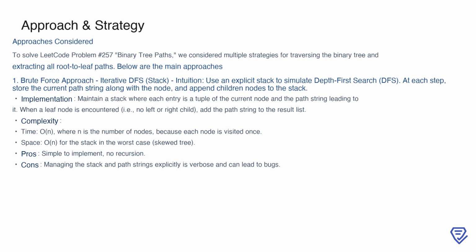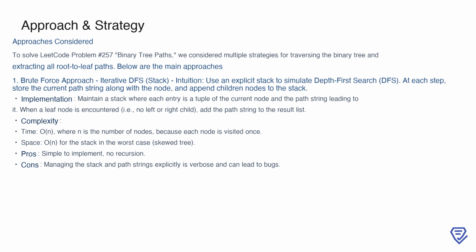As we traverse, we keep appending child nodes to the stack, and whenever we reach a leaf node, that is, a node with no left or right children, we add the completed path string to our result list. This approach has a time complexity of O(n), as every node is visited once, and a space complexity of O(n), in the worst-case scenario of a skew tree.